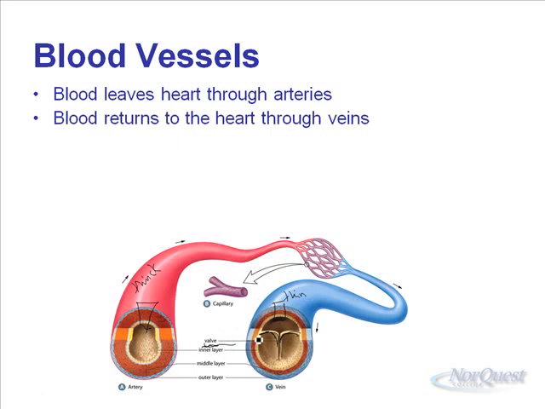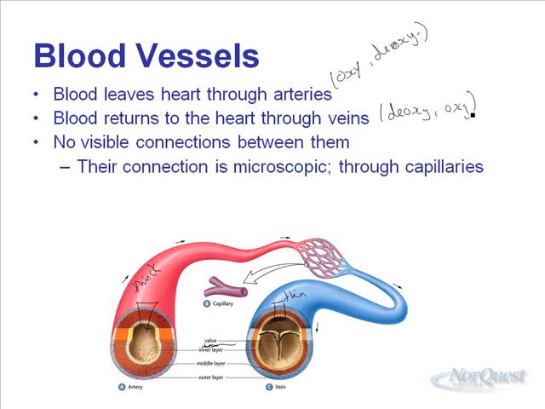So, blood always leaves the heart through the arteries. It can be either oxygenated or deoxygenated. Both leave through arteries. Blood returns to the heart through veins. And again, it can be deoxygenated blood or it can be oxygenated blood depending on where it's coming from.